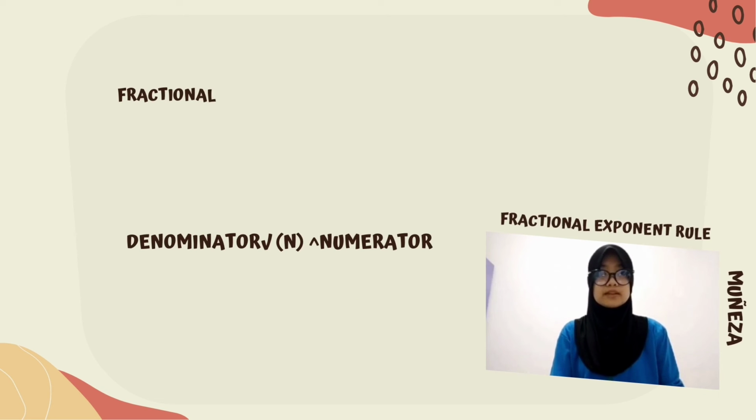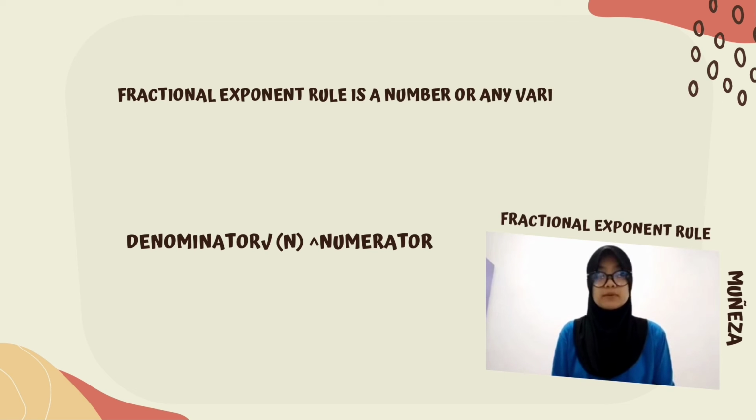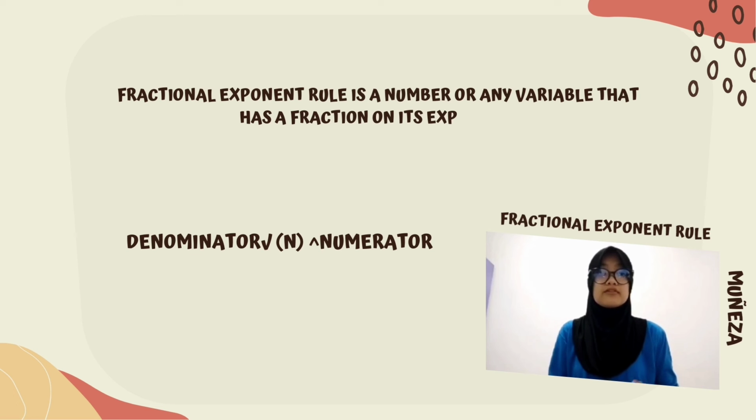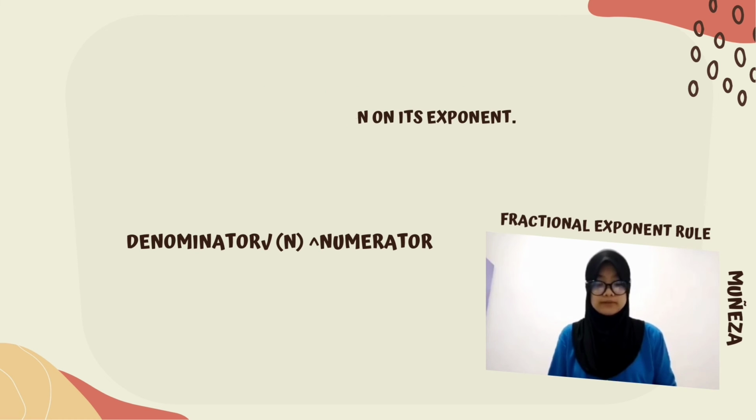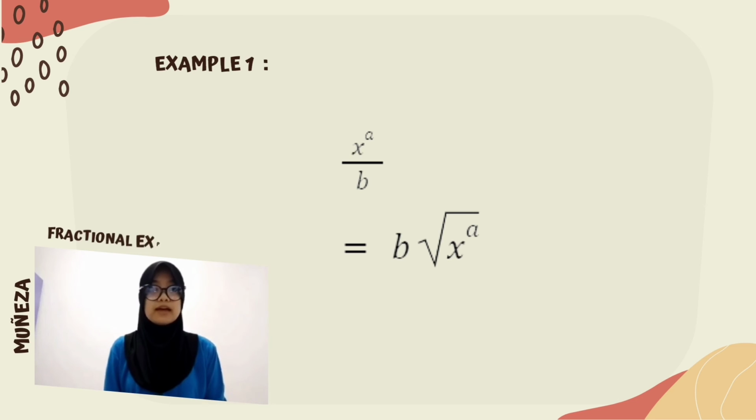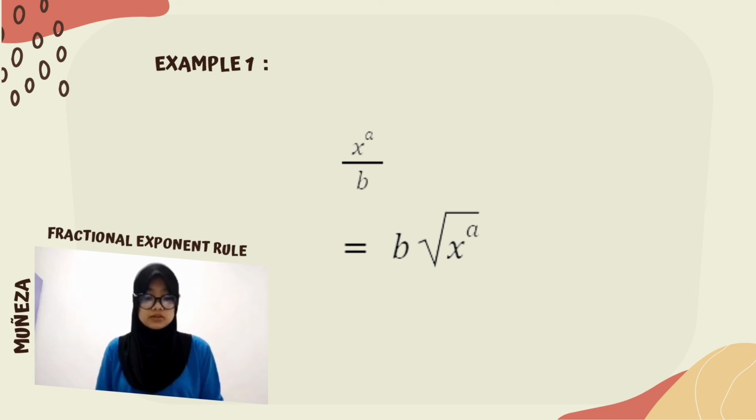Our second topic is the fractional exponent rule. The fractional exponent rule applies to a number or any variable that has a fraction as its exponent. For example, x raised to a over b. Following the steps, our numerator a will be the power and our denominator b will be the root. So x raised to a over b will be the bth root of x raised to a.